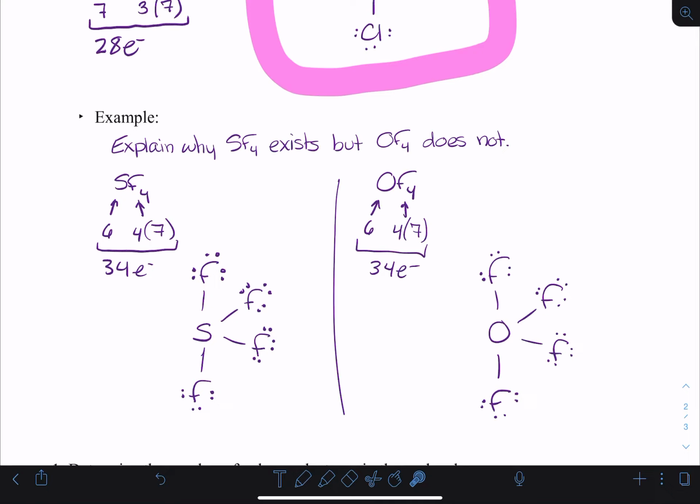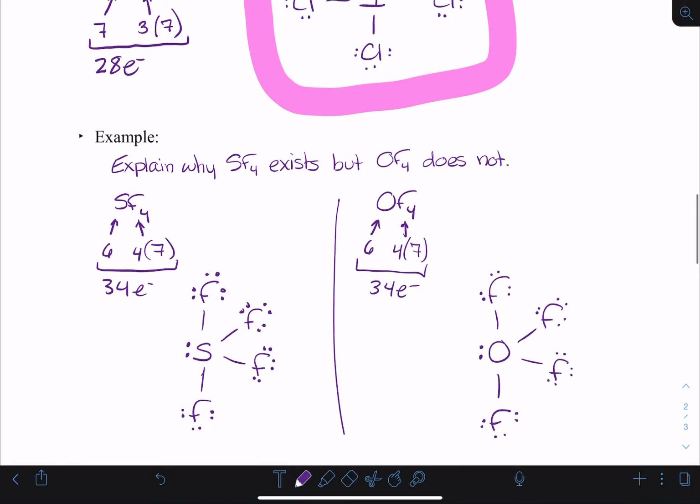So everything has filled valence shells here, but our structures only contain 32 electrons so far. We've got 2, 4, 6, 8, 10, 12, 14, 16, 18, 20, 22, 24, 26, 28, 30, 32. So we're still missing 2 electrons. And now is where we turn to our central atom to place those last 2 electrons that remain. So if we draw this in both of our structures, our central atoms have an expanded octet. That's fine for sulfur. That's not fine for oxygen.